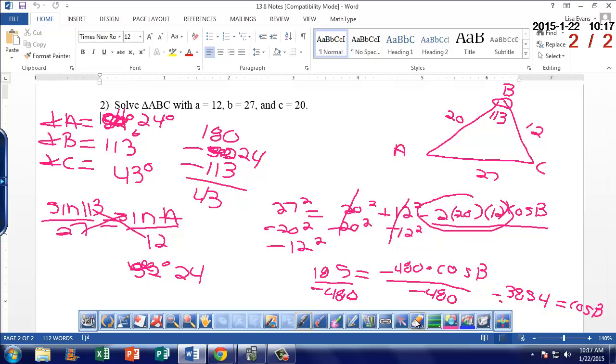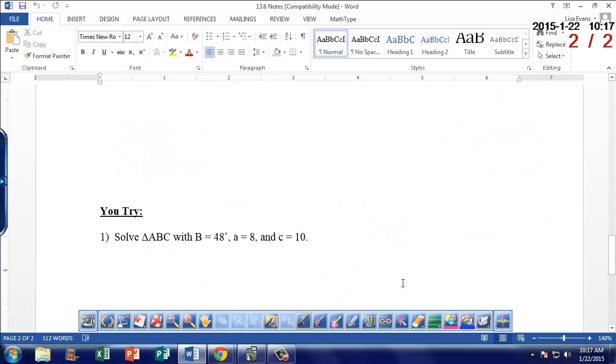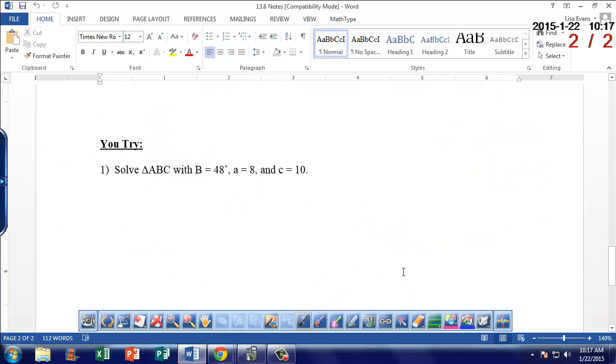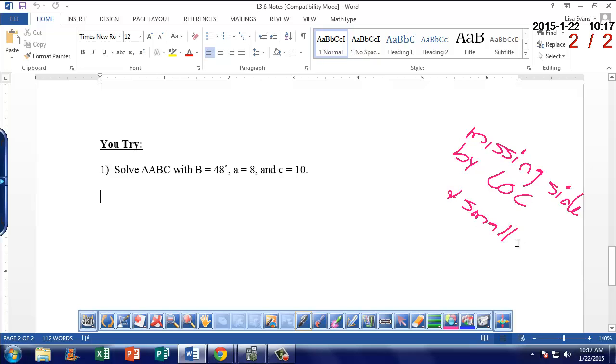Okay, let's go ahead and take a look at the U-try. The U-try I gave you was like example number 1. So go ahead, draw your triangle, and because it's like example number 1, it's the side-angle-side case. So you want to make sure you find the missing side first by using law of cosines, and then smaller angle by law of sines.